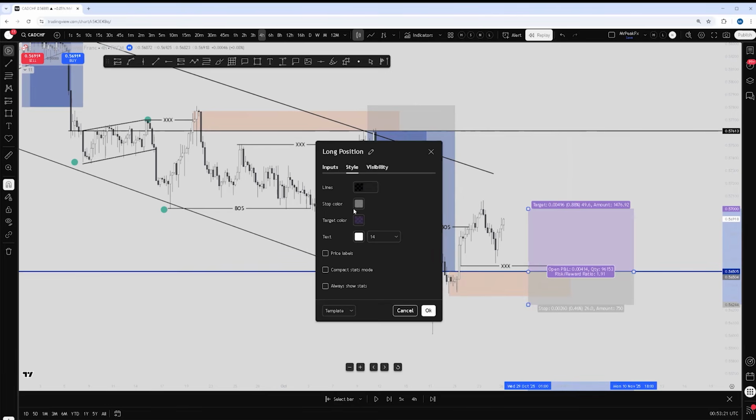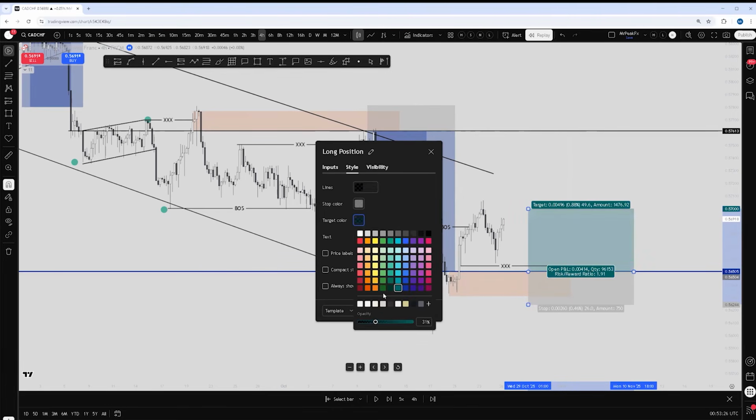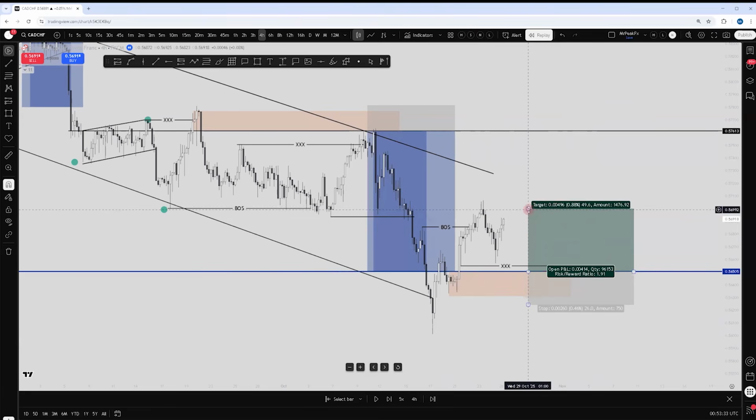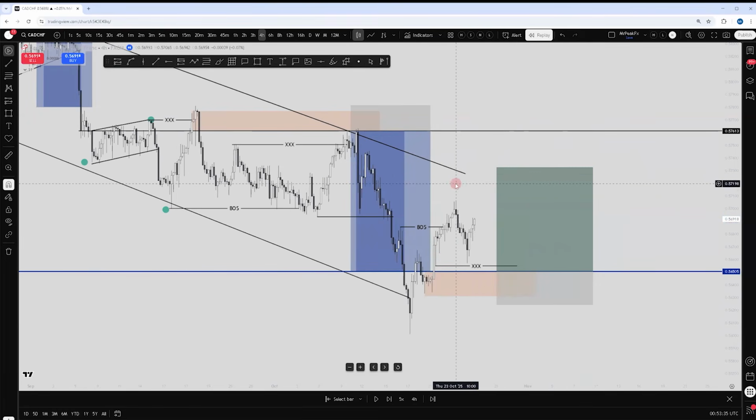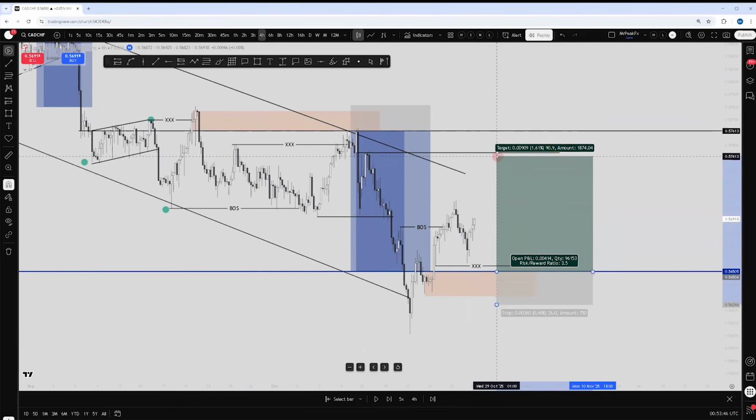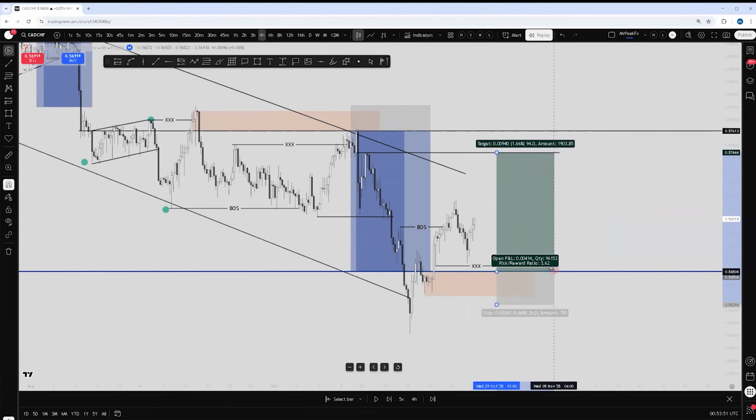So for my buys, I use green. Okay, so this is where I'm expecting price to buy from, and of course, I'm targeting somewhere here, just in case we want to continue downward. All right, so this is what I have for CADCHF.